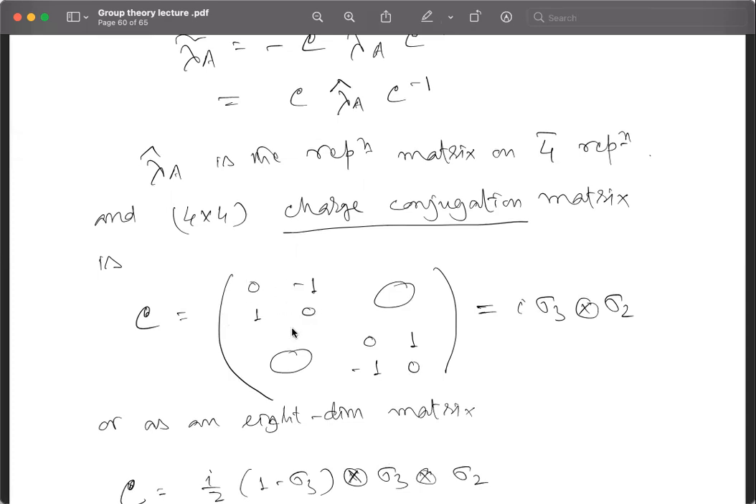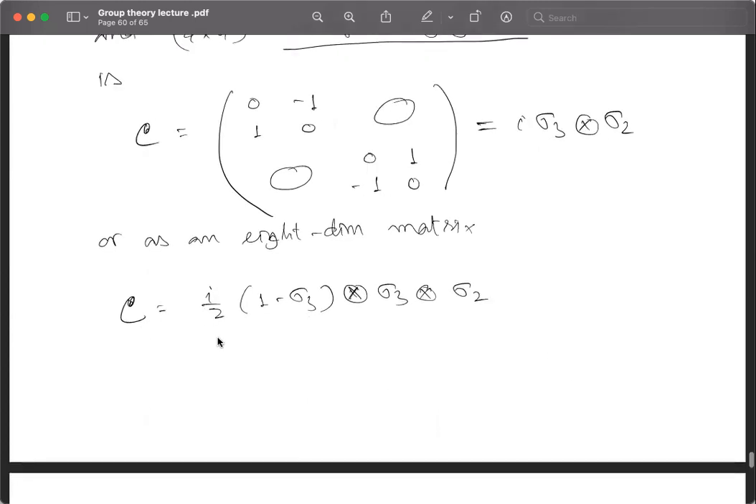So this is a 2 by 2 block diagonal form, which can be written as i sigma 3 times sigma 2, or altogether you can also write it down as an 8-dimensional representation, like i/2 (1 minus sigma 3) times sigma 3 sigma 2 and so on. In this way we can define the charge conjugation matrix in different dimensions using this Clifford algebra.